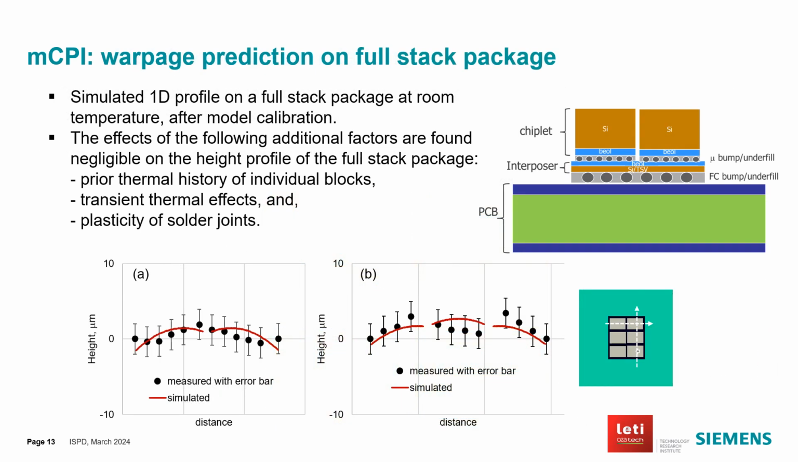Calibrated parameters are now employed to simulate the surface profile on a full stack package at room temperature by taking highest uniform die attach temperature of 230 degrees C. The warpage at room temperature is simulated. We compare our simulated top surface 1D profile along horizontal and vertical cut lines, both along the horizontal cut line in A and vertical cut line in B. The simulation curves agree well within the measurement error.